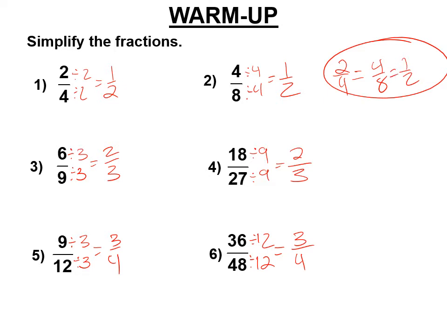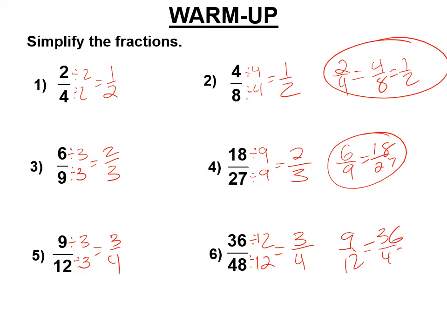Yes, they are. And does that mean 6/9 and 18/27 are also equal to each other because they both equal 2/3? Yes, they are. And does that mean 9/12 is equal to 36/48? Yes, they are. They are equivalent. They are the same amounts. One is not bigger than the other. They are the exact same amount, just in a different expression. Okay, they both simplify to 3/4.